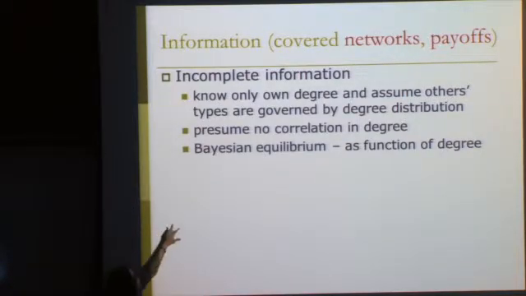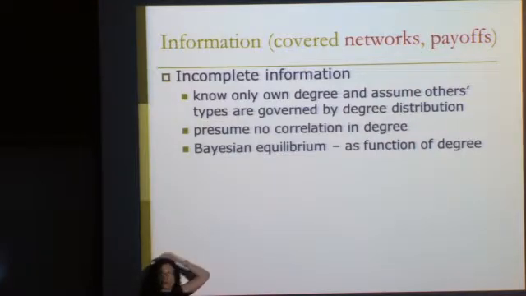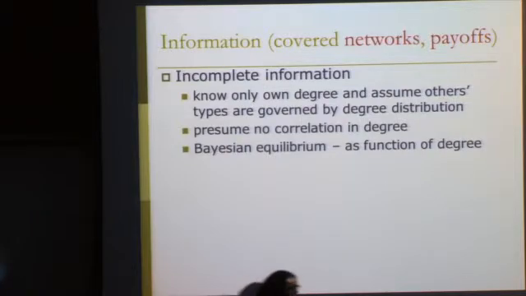And we're going to think about Bayesian equilibria. How many of you have seen Bayesian equilibria? Okay, we're all good. This is a situation where, given your information, you can update your beliefs about other people's types, and then you best respond. So it's a natural extension of Nash equilibrium to a case of incomplete information.